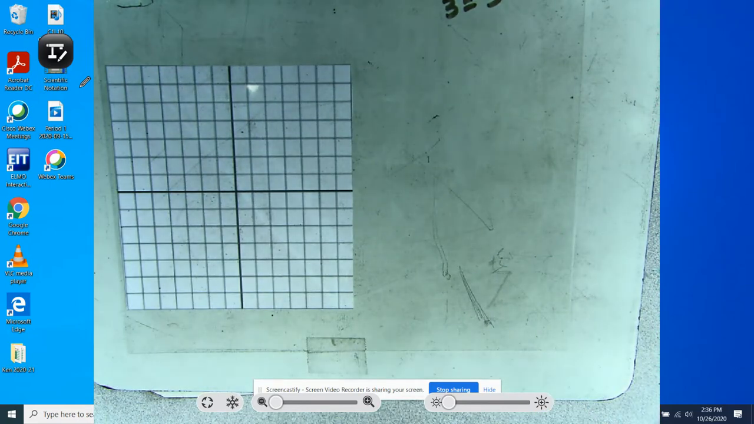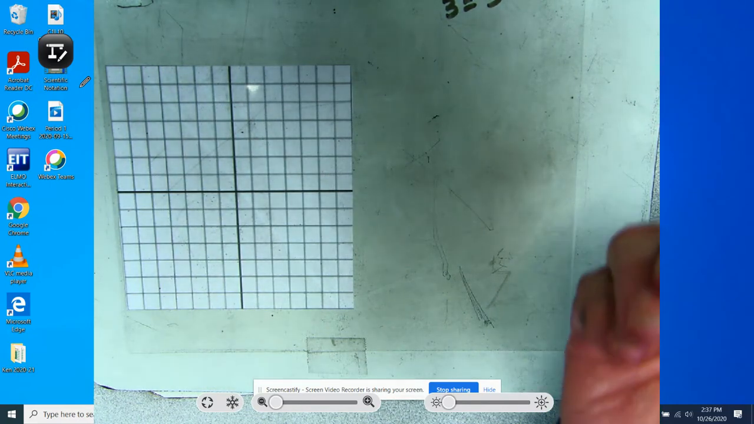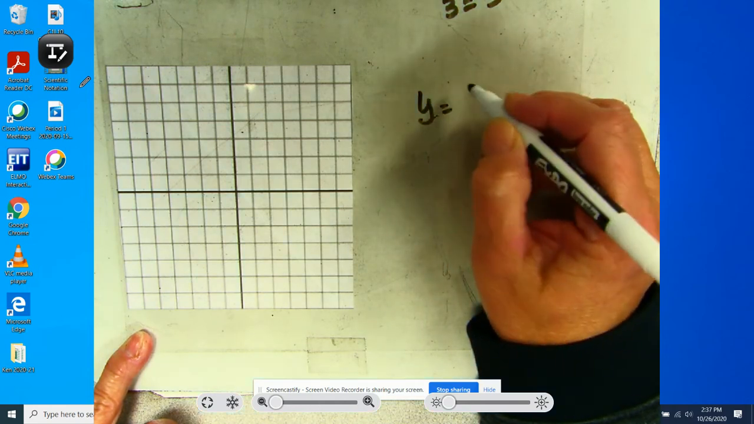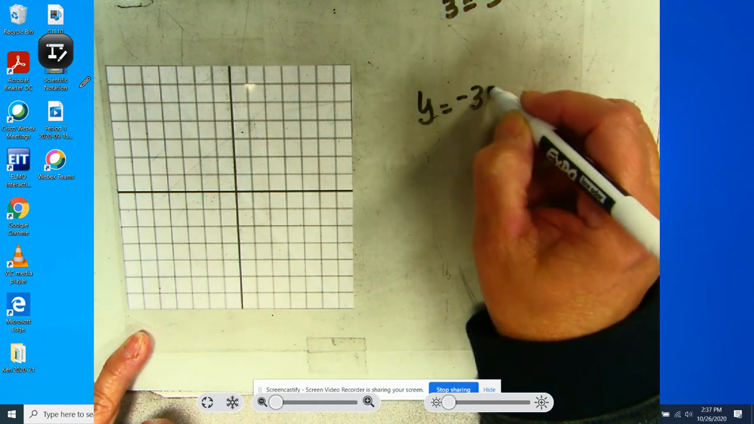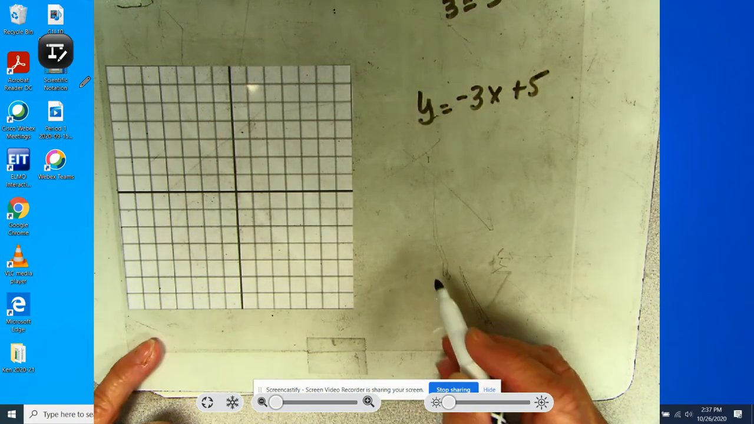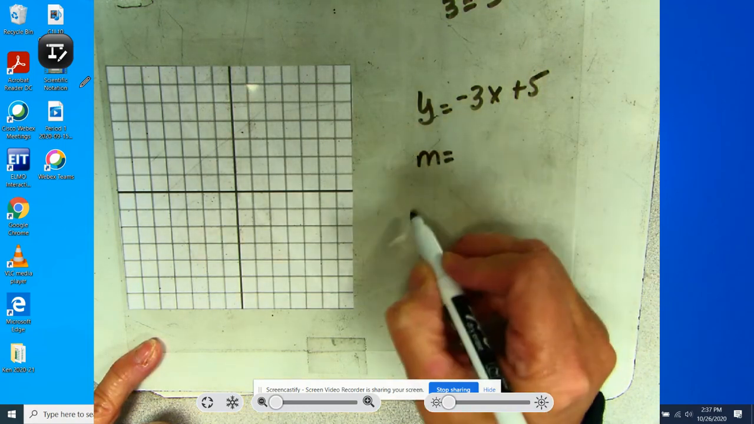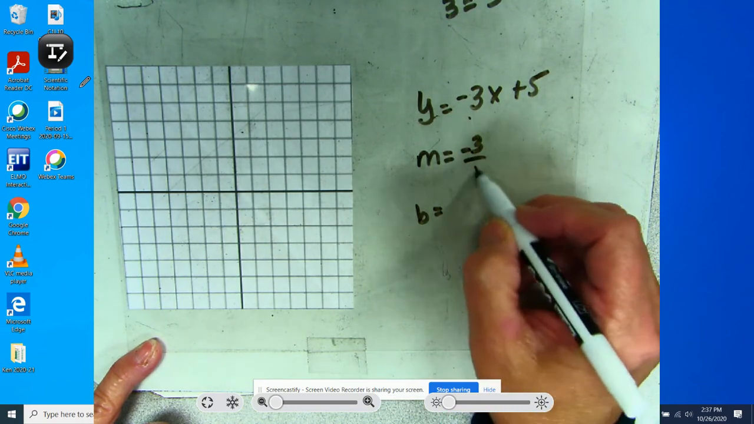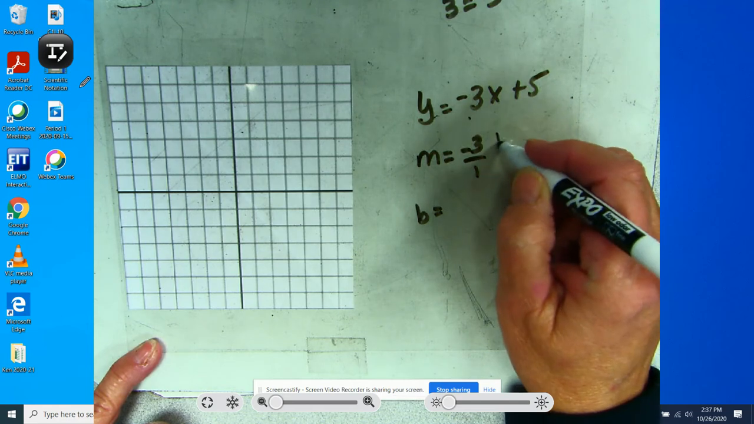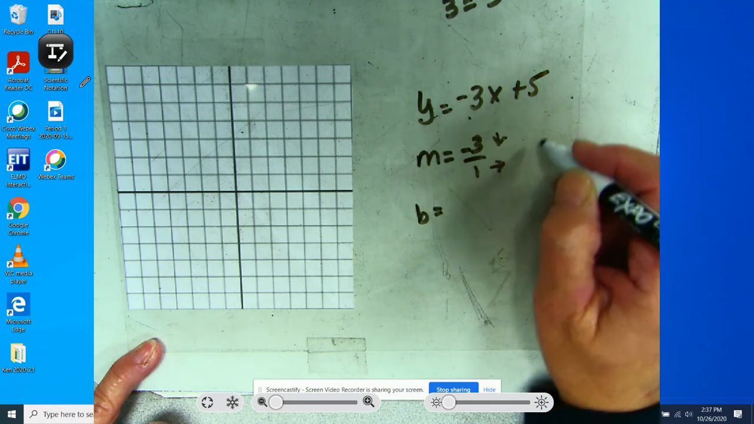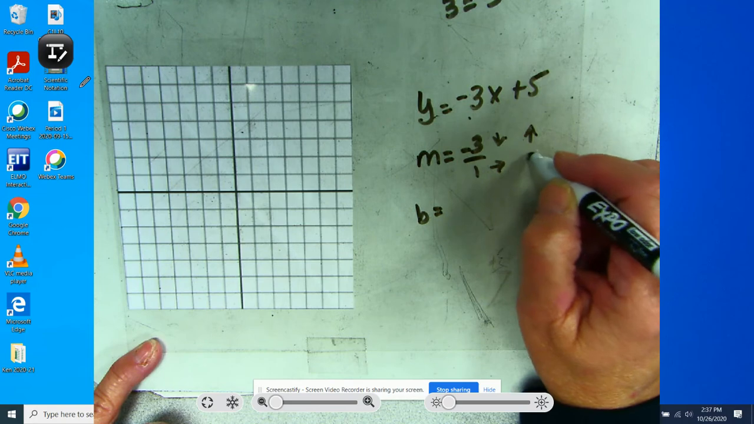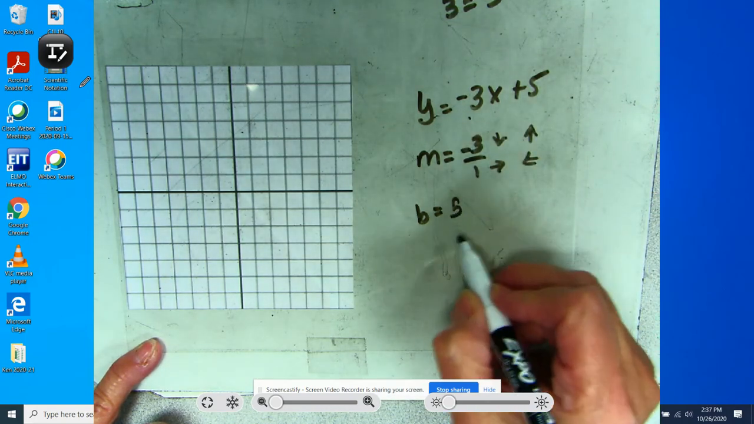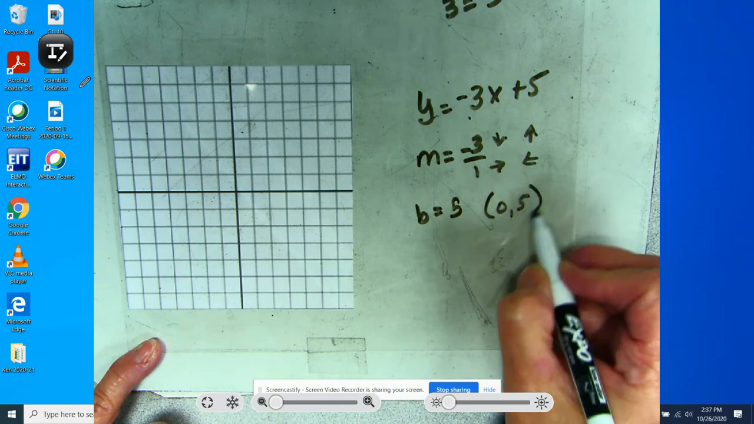So let's try graphing one more time. So let's say we have y equals -3x plus 5. M equals -3, B equals 5. So we're going to put the slope over 1 because we need a fraction. This says go down 3 over 1 or up 3 the other way 1. B is positive 5, and this is the point 0, 5.